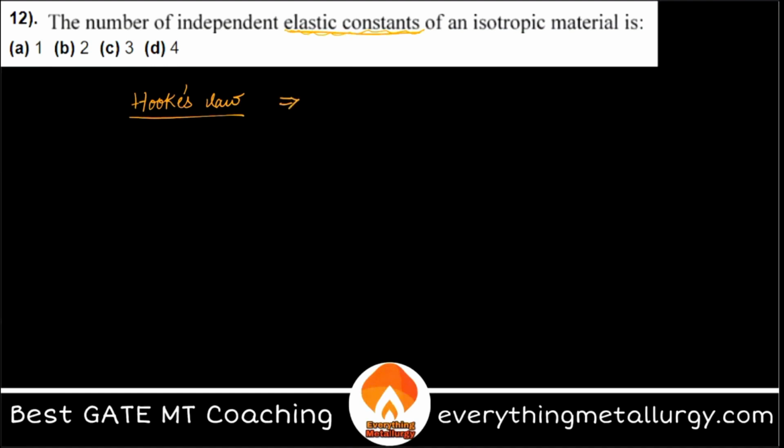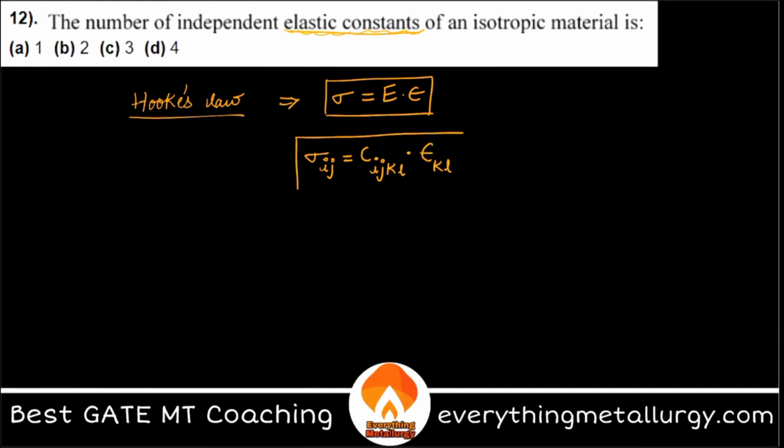So what is Hooke's law? Usually we write stress equal to Young's modulus into strain, correct? This is my Hooke's law, a simple form of it. But in tensorial form, where a tensor is nothing but something that considers dimensions, we get sigma ij equal to Cijkl into epsilon kl. This is how we write it in terms of tensors. These indices i, j, k, l are nothing but the direction aspects of it.